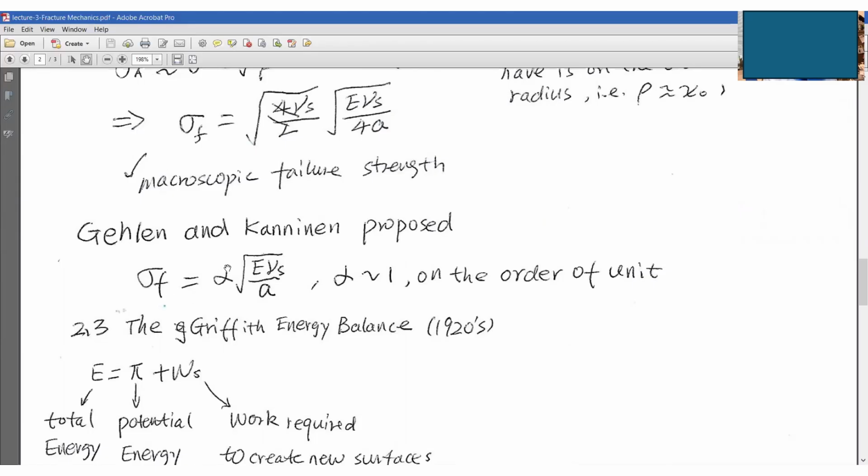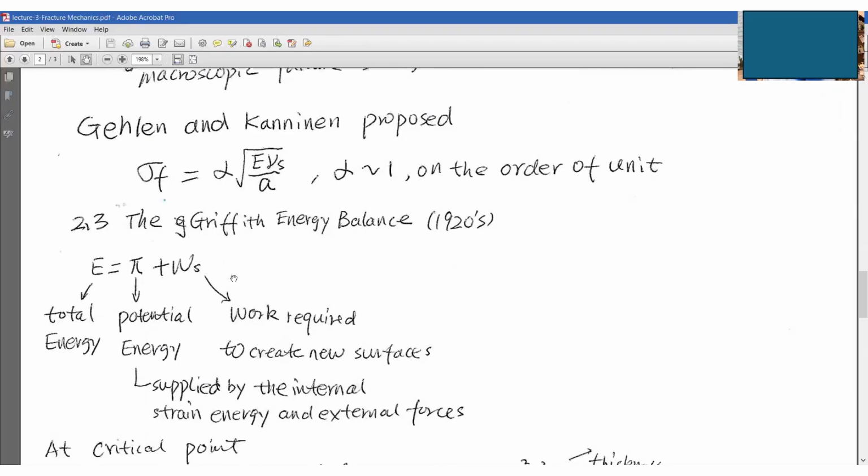If no questions, Griffith and Kanninen also proposed sigma F equals alpha square root of E gamma S over a, where a is the crack length. This alpha is very near 1.0, on the order of unity. So Griffith and Kanninen proposed a very similar one. You can compare this one, and they are very, very similar.